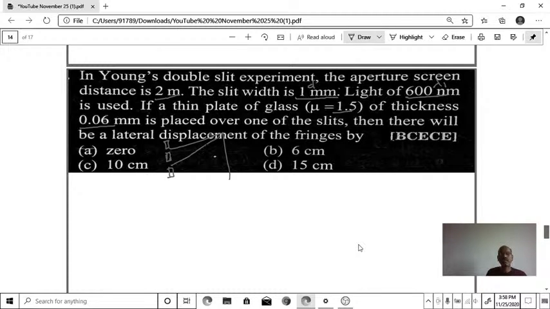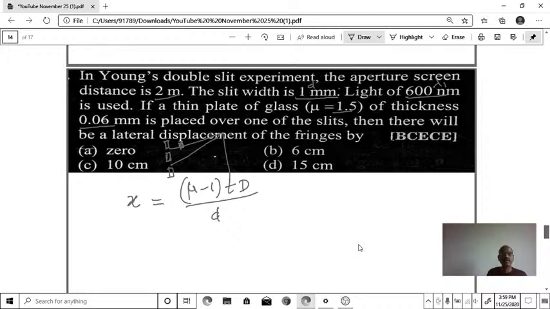When a glass plate of thickness 0.06 mm is inserted in the path of one of the slits, how much lateral displacement will the fringes on the screen have? As we all know, whenever we insert a glass plate of thickness small t, the lateral displacement of the fringes is x equals (mu minus 1) into small t into capital D by small d.